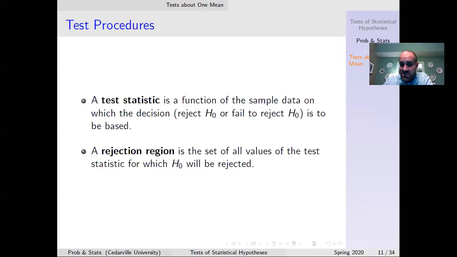A rejection region is the set of all values of the test statistic for which the null will be rejected. So you have your test statistic, and you set up a rejection region, and if the test statistic falls into that rejection region, boom, you reject the null, and that's the conclusion of your hypothesis test. You would say there appears to be enough evidence to reject the null, and it would seem that the alternative hypothesis is likely to be true. But that's not the same thing as saying that you accept it. You just say, based on these data, it seems like the null is unlikely to be true.